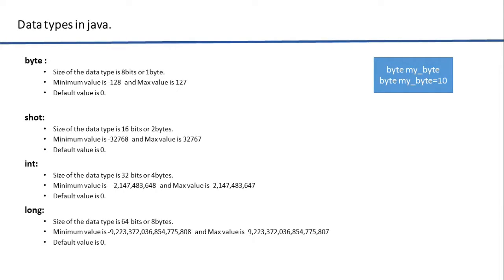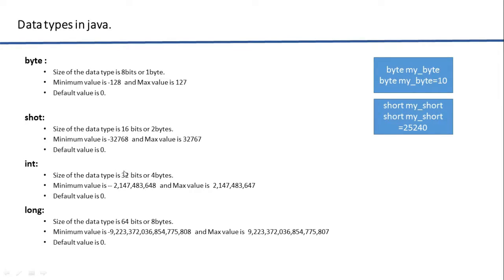The size of this data type is 2 bytes and the minimum value that we can store inside it is -32,768 and the maximum value is 32,767. We can declare short data type like this: data type followed by variable name, and we can assign a value like this: data type followed by variable name, assignment operator, and the value of this variable.